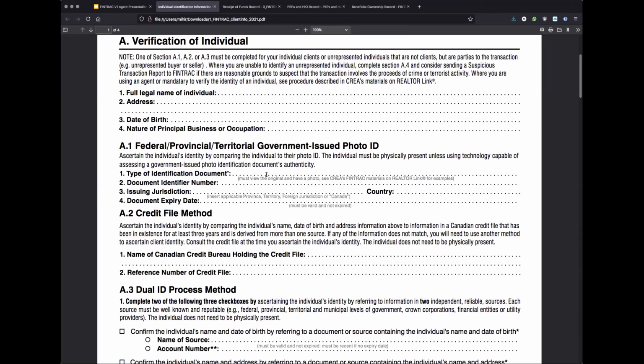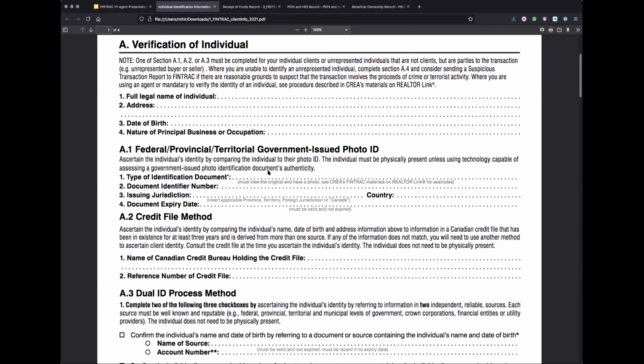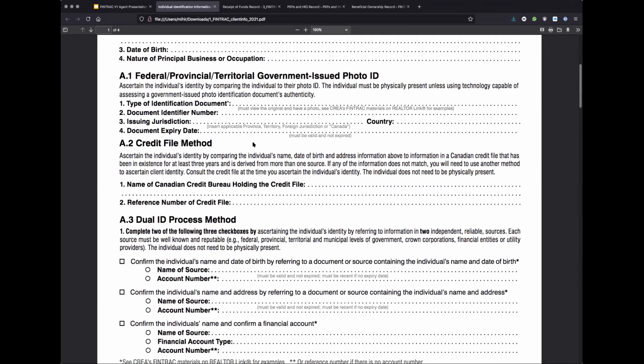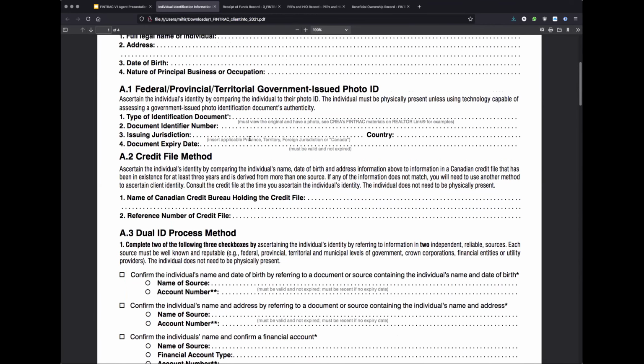So driver's license, passport, PR card has to be placed in this section under 1. The document identifier number, so the number that's on the document, that could be a driver's license number, has to be recorded in full and legibly. This specific form, individual identification information record, is available on web forms, and it automatically populates for all purchase and sale transactions. My recommendation is that as you're collecting the photo IDs, take a photo of it, go back to your computer and enter this information on your computer, because it has to be legible.